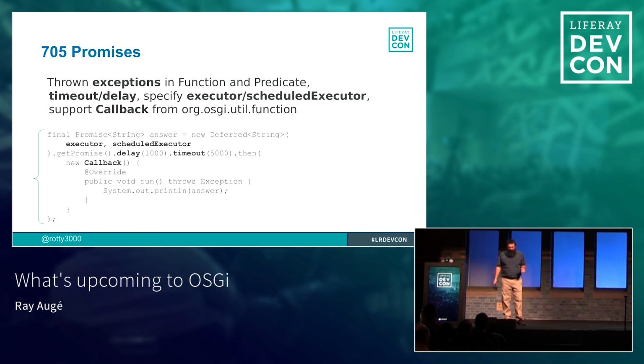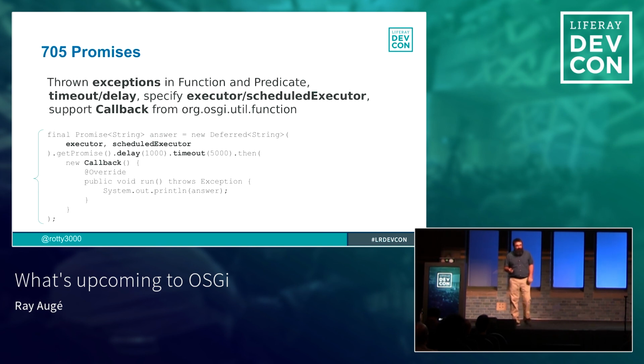Promises API. This has been there since R6. This is really nice. If you haven't used OSGi promises, this is one of the specifications you can use outside of an OSGi framework. So if you're using futures or any of the asynchronous features in Java 8, you might want to take a look at this because it's a really nice, functional, simple way to do asynchronous programming. It's designed to follow the JavaScript promises pattern, and it's really, really cool. You can do delays, timeouts, callbacks, all of that stuff.